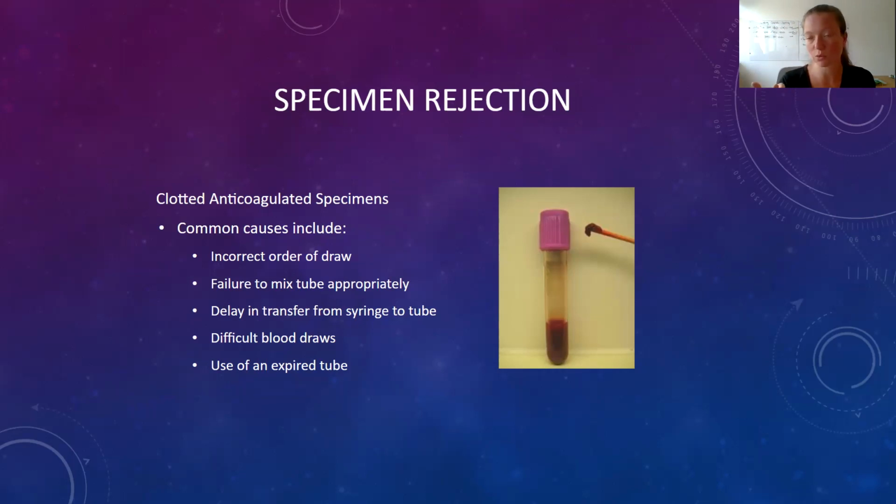If we use a syringe method and we didn't transfer our blood in the syringe to the evacuated tubes quickly enough, that can cause clotting. Or another one, expired tubes. If our tubes were expired and we used them, they might not do what they're supposed to, and we might have clotting in our anticoagulated tubes.